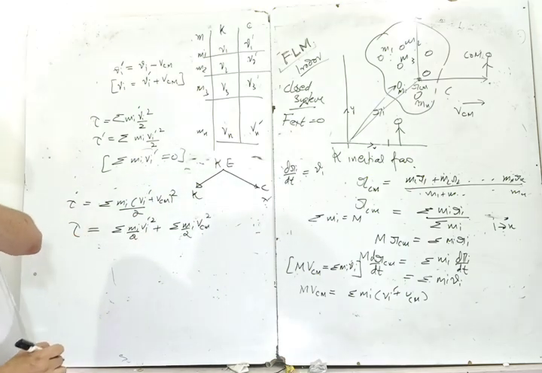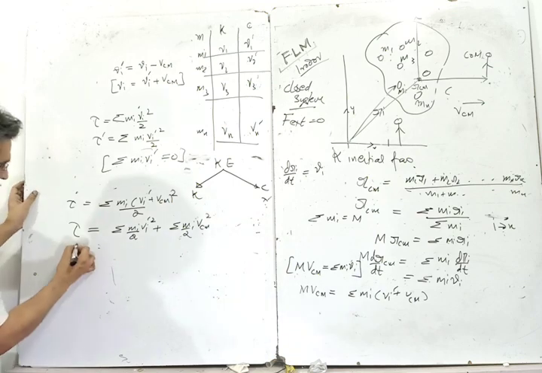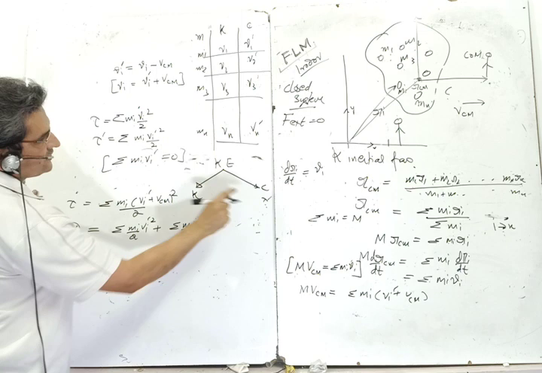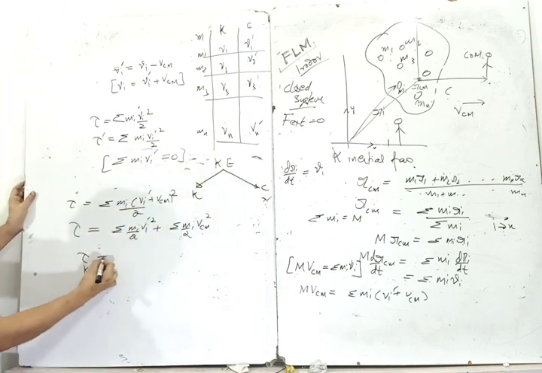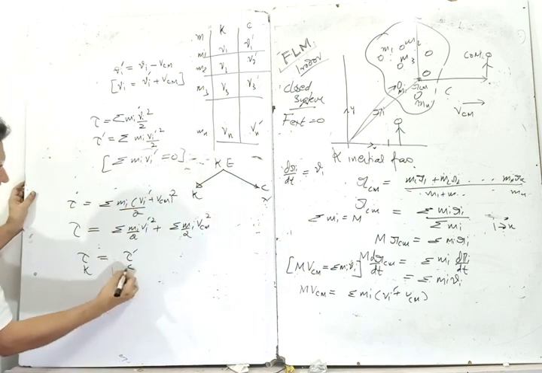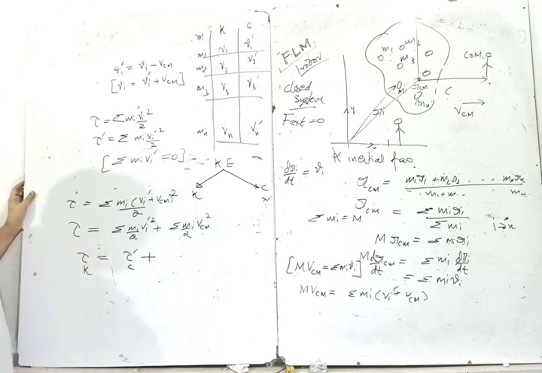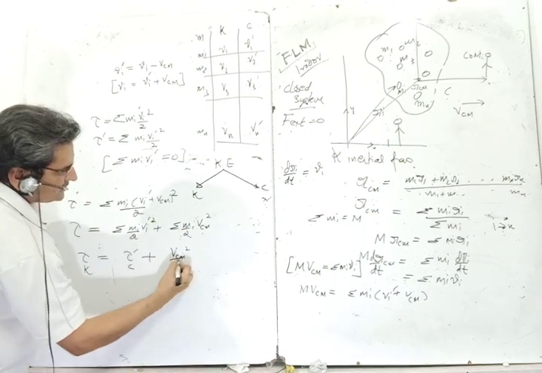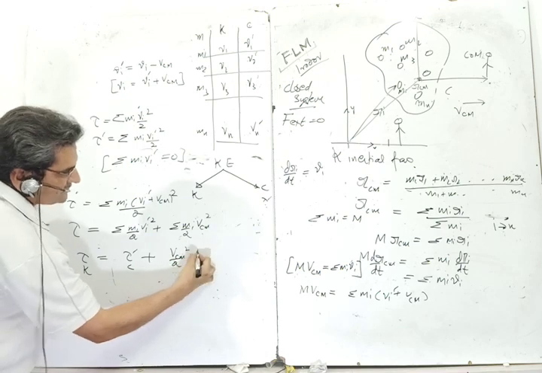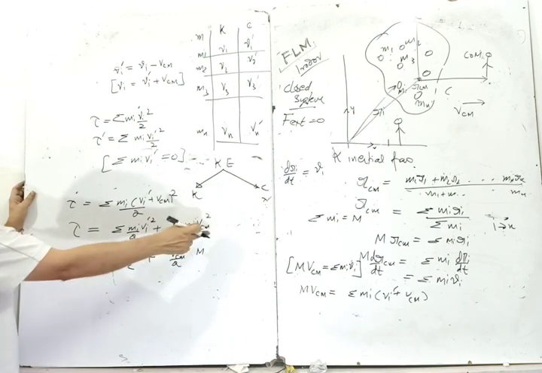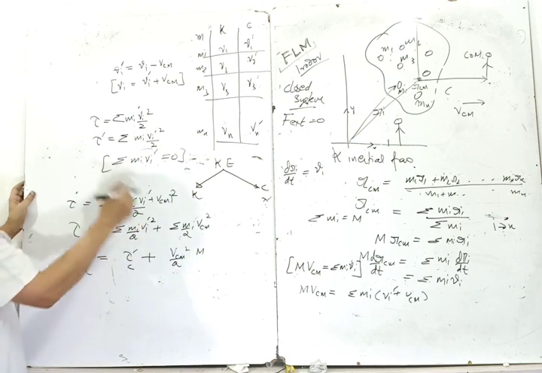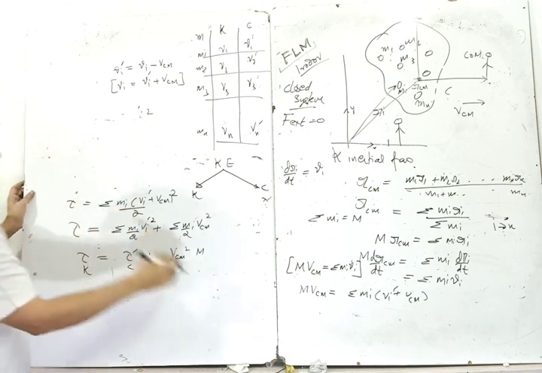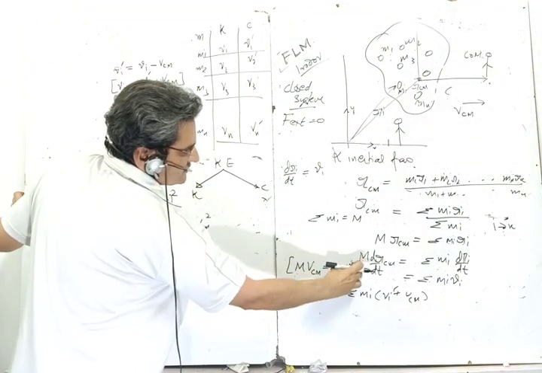Total kinetic energy in K frame. This is in K frame. T I am writing in K frame, and T dash in C frame is equal to T dash, which is in C frame, plus V center of mass square upon 2 into sigma mi, which is nothing but m. V center of mass square is constant, I have taken out. What is V center of mass?